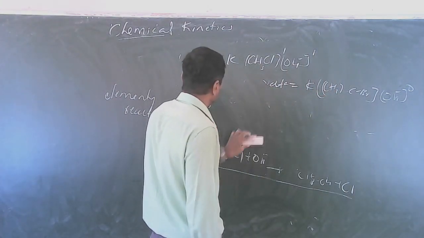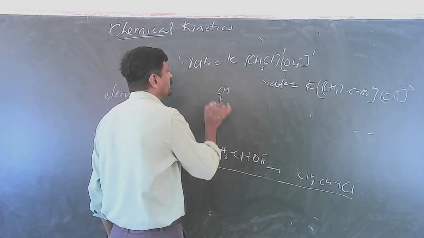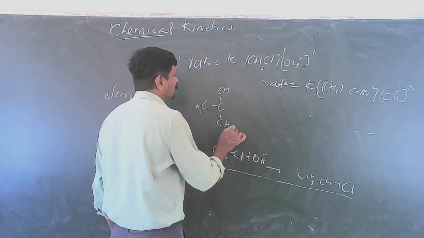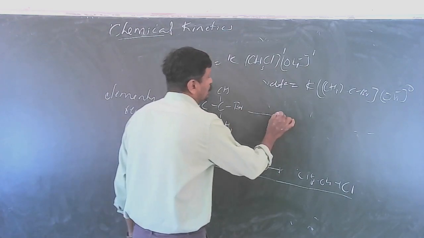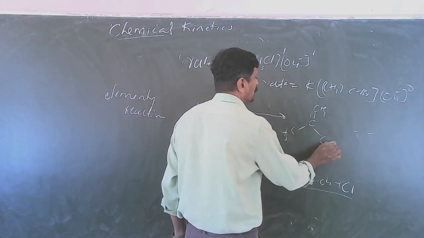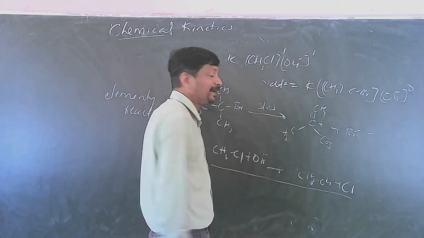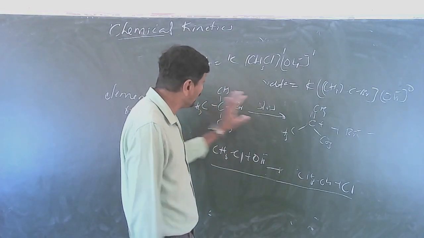Each step is called an elementary step. For example, tertiary butyl bromide slowly ionizes to give a tertiary butyl carbocation plus Br minus ion, and this is the slow step. This is the rate determining step. This is one elementary step.